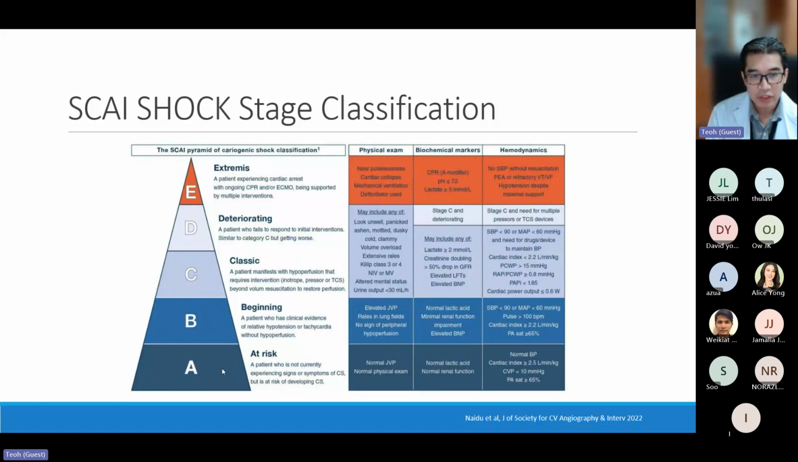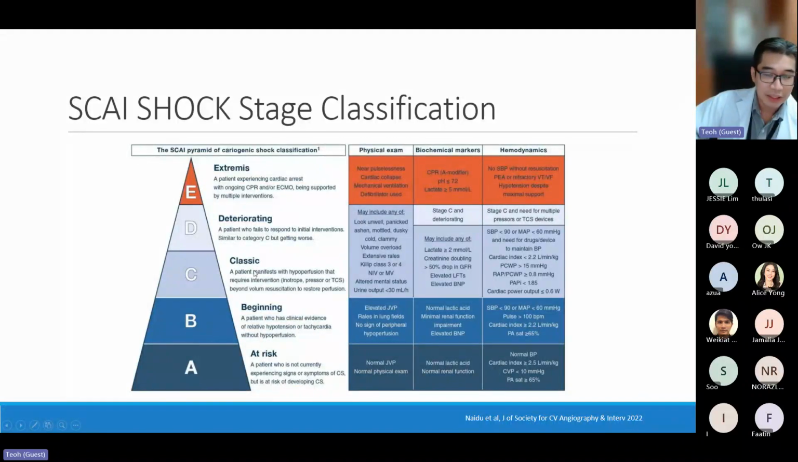So this shock stage classification has 5 stages of shock. A stands for at risk. Those are patients presenting with a risk of cardiogenic shock. B is the beginning of shock. Basically, this group of patients will start to have hypotension, but the body can still compensate by generating the minimum cardiac index that maintains the circulation of the body. You can see here the cardiac index is still more than 2.2 after the tachycardic compensation.